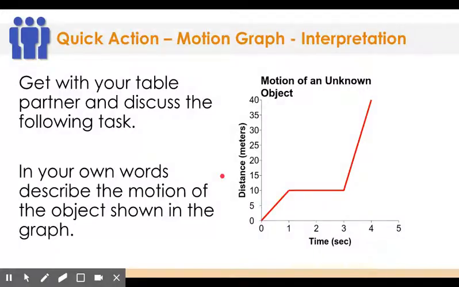So get with your table partner right now and discuss the following task. In your own words, describe the motion of the object shown in the graph. What happens here between 0 and 10 meters? Then what happens during this time here from 1 second to 3 seconds? And then what happens again right here as it goes back up? So take a minute and discuss with a partner what's happening on that graph. If you're not sure, or you have questions, make sure you're asking a teacher.